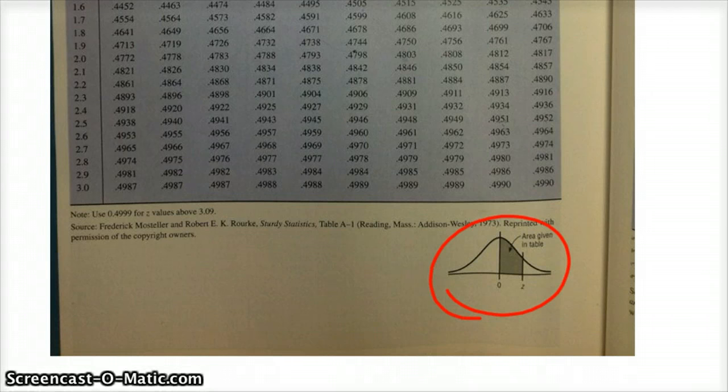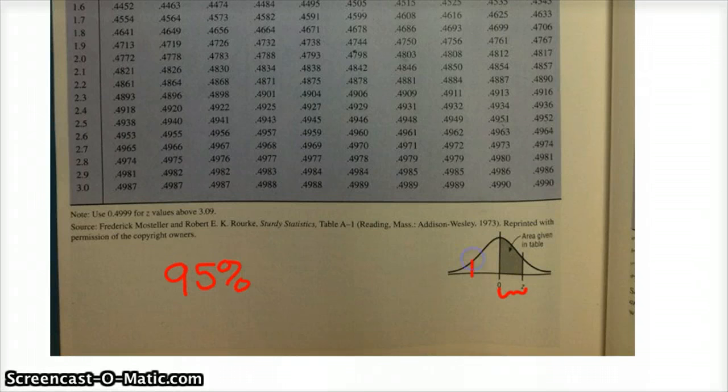If the area of the whole thing, if you shaded in the whole thing, it'd be 1. The area is 1. The area for each z-score from the mean to the z-score we're talking about is what this table gives you. So in our case, we want a 95% confidence interval.